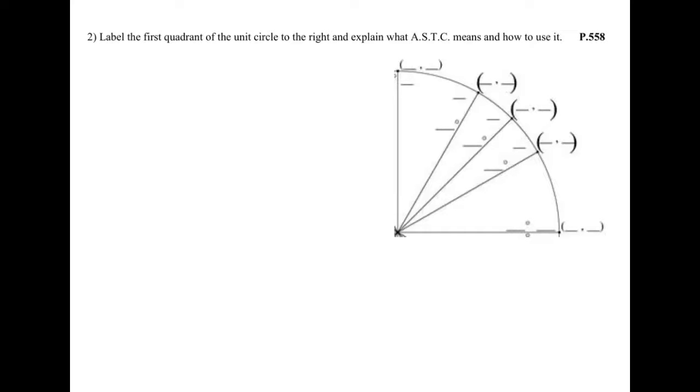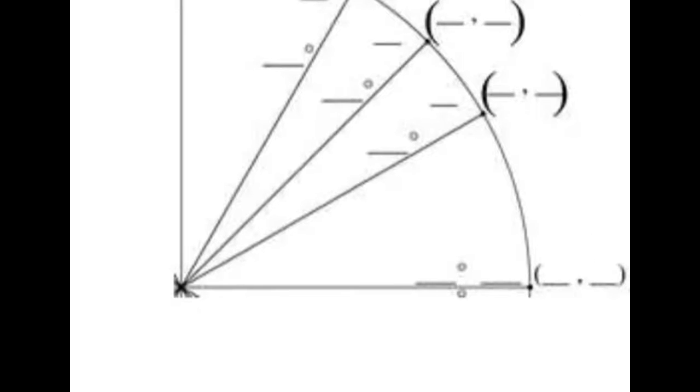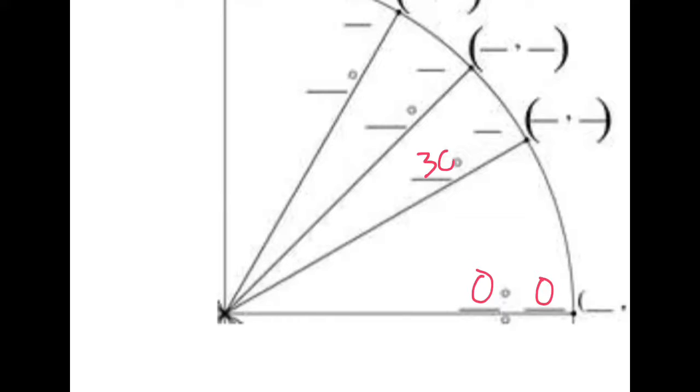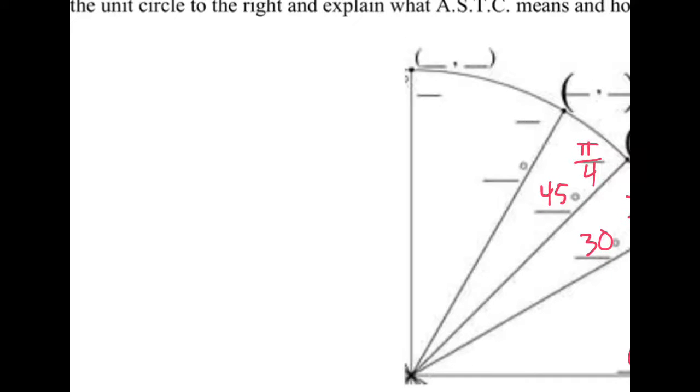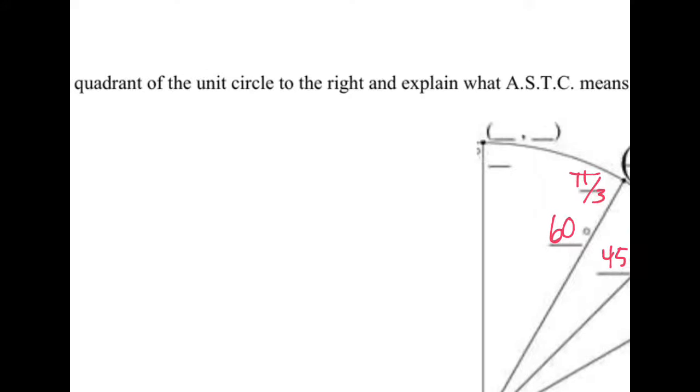Okay, problem number 2. Label the first quadrant of the unit circle to the right and explain what ASTC means and how to use it. So first off, let's go ahead and mark all these degree lines. We know that 0 degrees is equivalent to 0 radians. 30 degrees is equivalent to pi over 6 radians. 45 degrees is equivalent to pi over 4 radians. 60 degrees is equivalent to pi over 3 radians, and then 90 degrees is equivalent to pi over 2 radians.